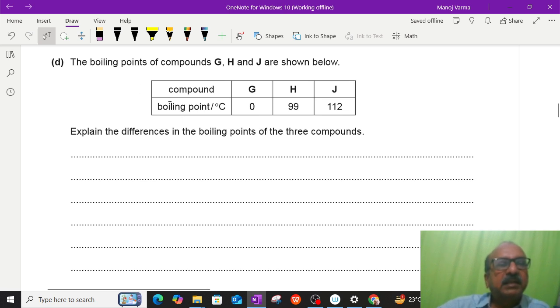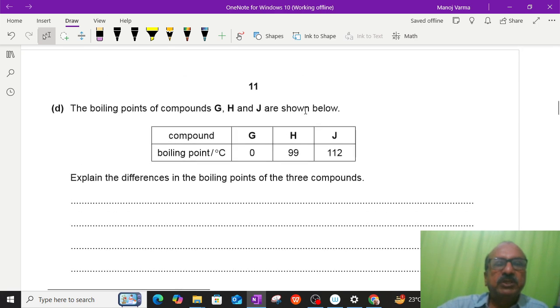Now here, look at this question. The boiling points of the compounds G, H and J are shown below. So the compounds that you saw previously, the compounds G, H and J, their boiling points are 0, 99 and 112. And explain the differences in the boiling points of the three compounds. So let's go back and see what they are. So you find that the boiling points are increasing. So we have to understand what is the reason that the boiling points are increasing.